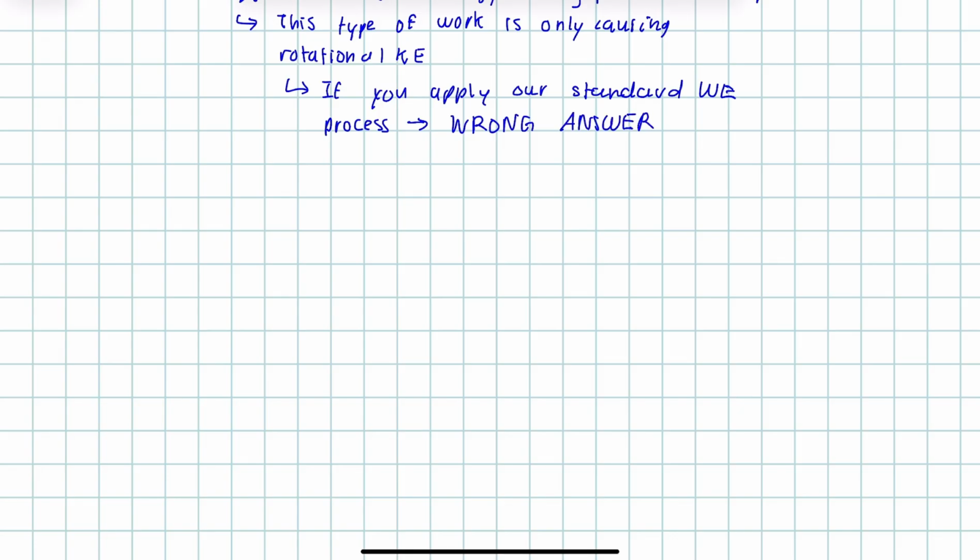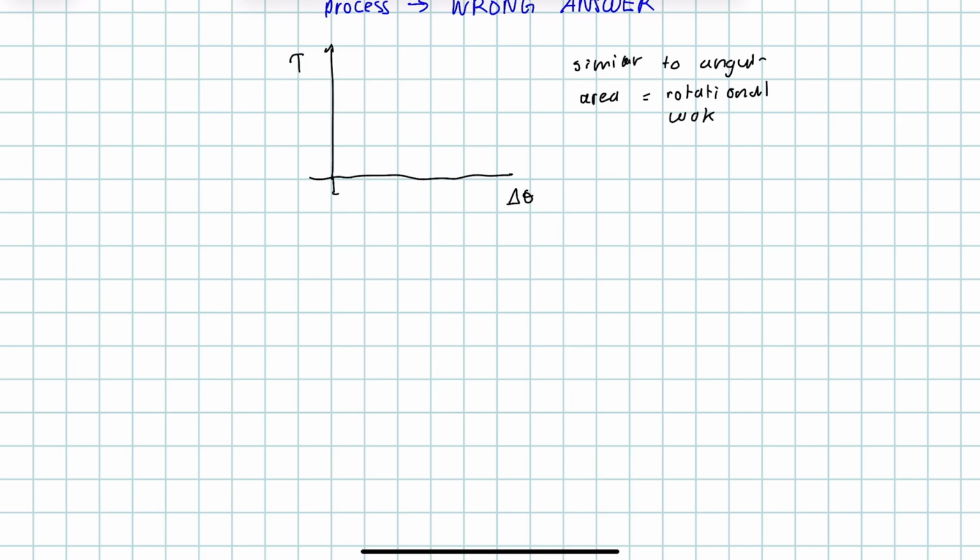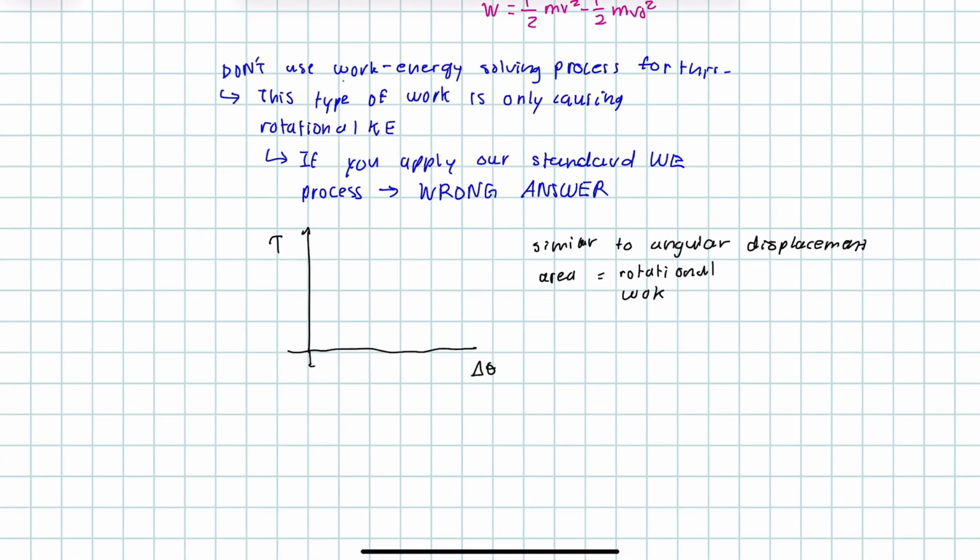So what does this mean? You can think of it like, if you have a graph like this, the area under the curve is going to equal the rotational work, and this is going to be the graph of tau against delta theta, because it's similar to the angular displacement curve.